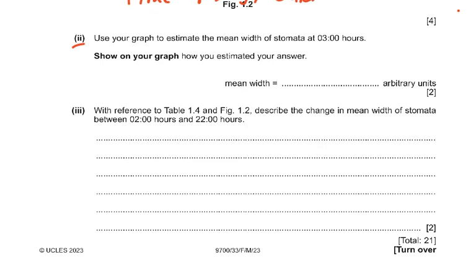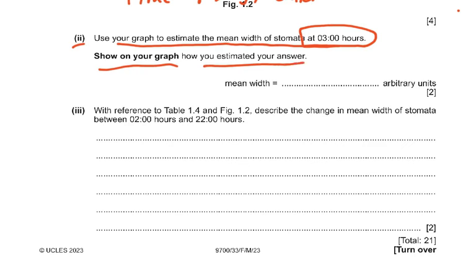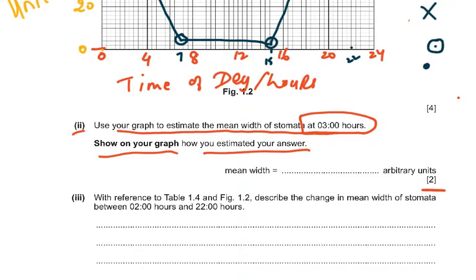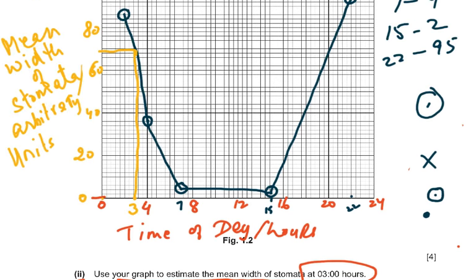Number two: use your graph to estimate the mean width of stomata at 300 hours and show on your graph how you estimated your answer, and this is for 2 marks. This is another thing you should not make any mistakes on. You look up where 300 hours is, and you show it on the graph. So you locate the 300 hours, because this is the hours part, then you draw a line and read off the value.